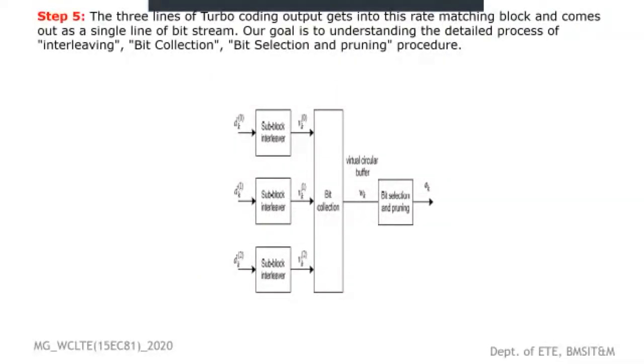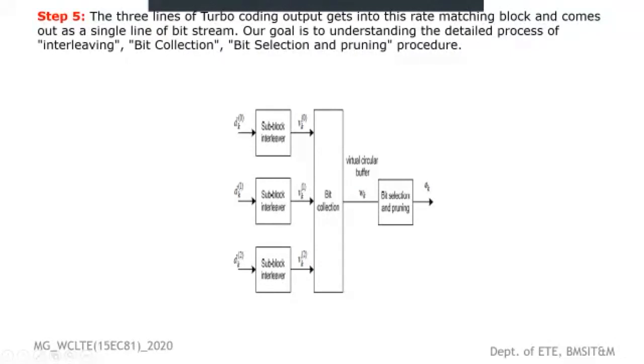So this is just an elaborated explanation compared to the previous one. What I'm showing here is three sub-block interleavers, because I'm getting output from the rate matching. Each sequence is applied to each sub-block interleaver.